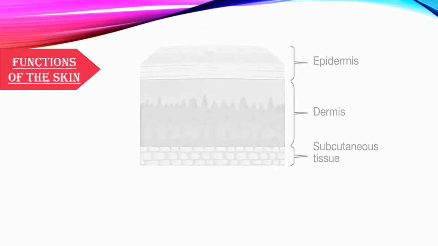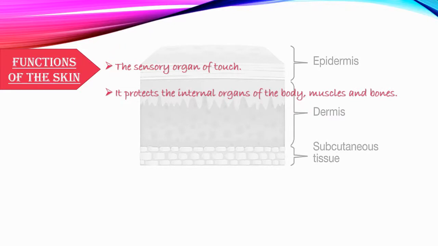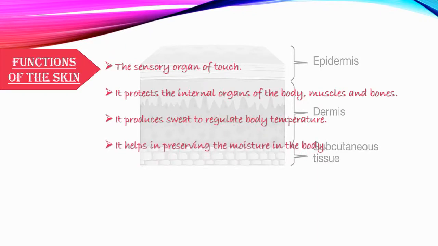Now let's understand what are the functions of the skin. Skin mainly functions as a sensory organ of touch. Thus, it helps us to differentiate between hot, cold, rough and smooth surfaces. It protects the internal organs of the body, muscles and bones. It produces sweat to regulate body temperature. It helps in preserving the moisture in the body. It synthesizes vitamin D and it gives protection from heat and cold.